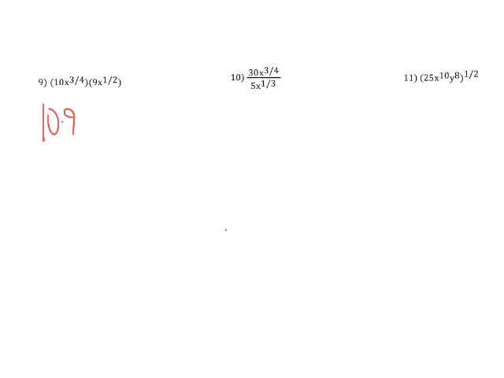So we got 10 times 9, right? And then it's still multiplying. You're not adding. You're not changing it to adding or anything like that. So times, and then it's going to be x to the 3/4 times x to the 1/2. I'm actually just going to write it out. Remember, when you are multiplying bases, you add the exponents. So 3/4 plus 1/2. 10 times 9, guys, is 90.